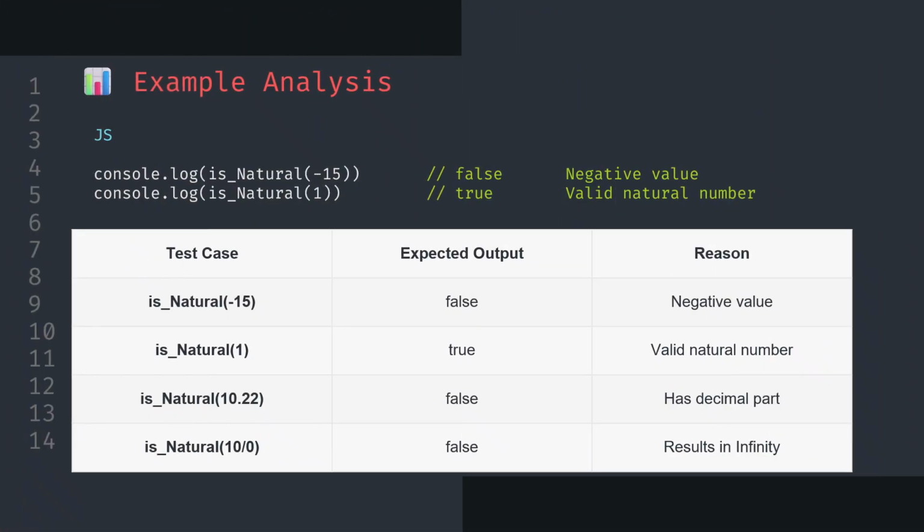Each test validates our conditions clearly. Negative numbers and fractions are ruled out. Even 10 divided by 0, which is infinity, gets caught. This logic is robust for clean number validation.